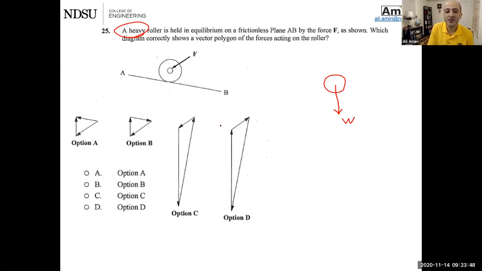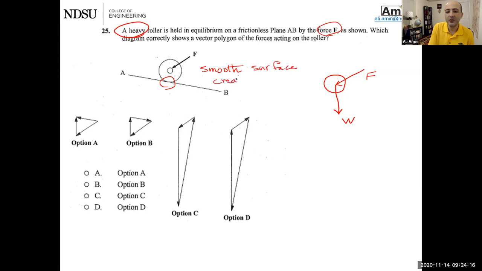Reactive forces, the forces that are trying to maintain the equilibrium. There are 2 forces here that are maintaining the equilibrium. One of them is force F. The problem tells us that, hey, it's held by force F. But also, don't forget the surface. So force F is applied. And there's a contact here, which we usually call a smooth contact or a smooth surface.